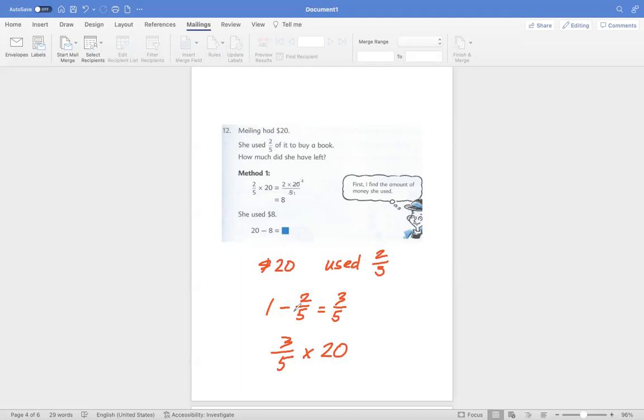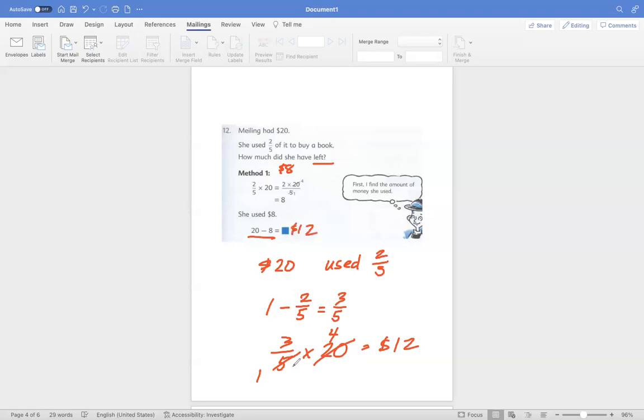If you know that 2/5 was what she used, then we can find 3/5 of 20 to find out how much she has left. So again, we can simplify: 5 divided by 5, 20 divided by 5 is 4. 3 times 4, that would give her $12 left. I'm sorry, I didn't complete that problem a minute ago. I found out the 2/5 was $8, and then we'd have to subtract the 8. Sorry, I forgot to do that last step. 20 minus 8 is $12.